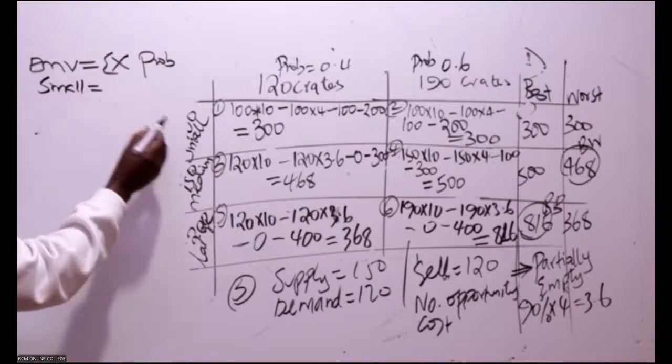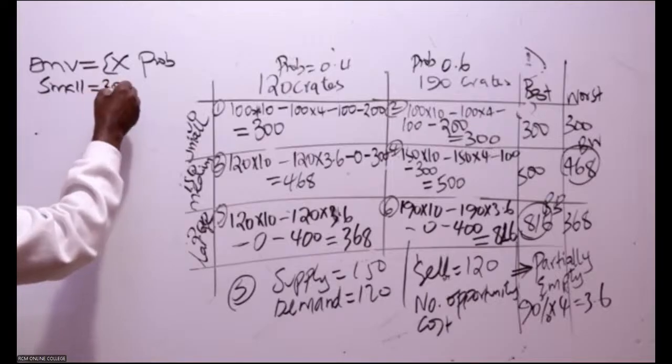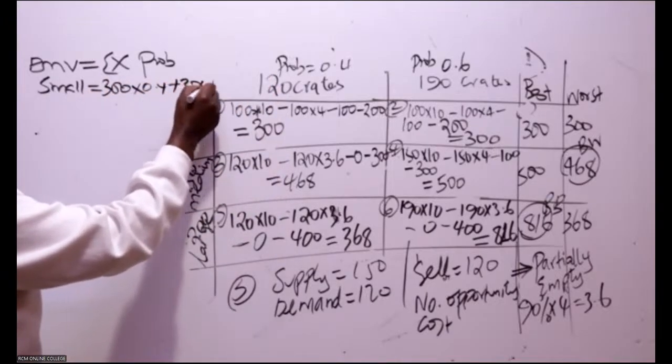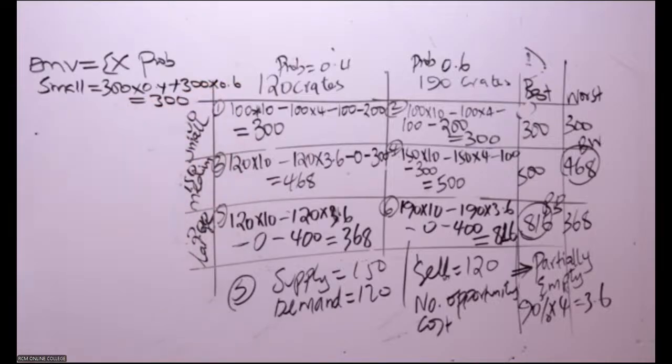So for small, I can see the X values are only 2. So you take 300 times 0.4 plus 300 times 0.6, which will give me 300.